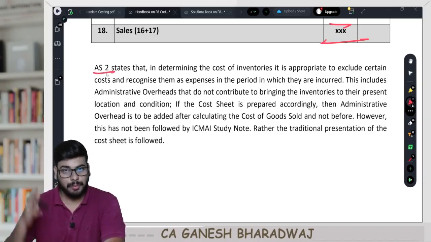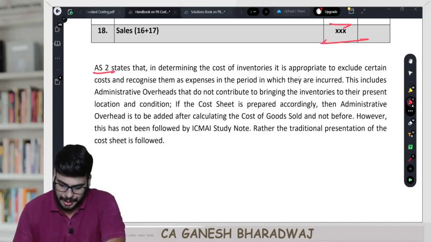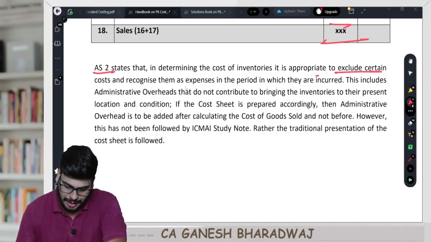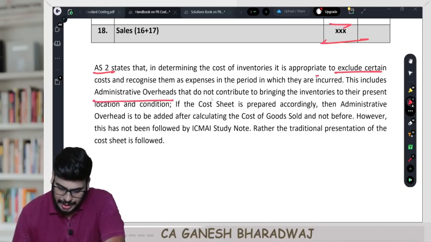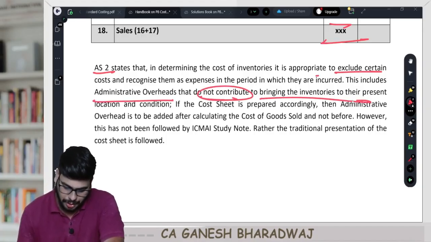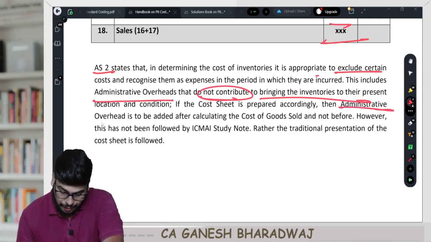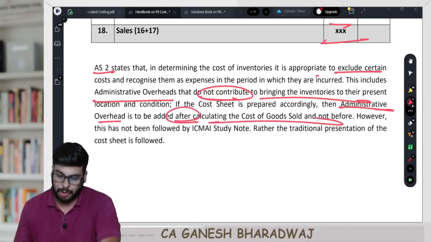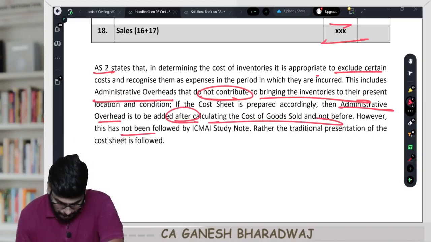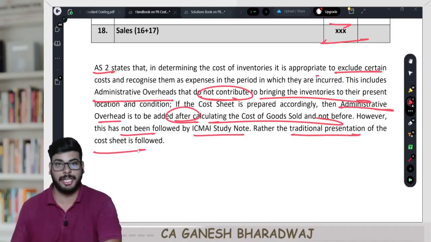Okay, AS2 is not CAS, accounting standard 2, states that in determining the cost of inventories, it is appropriate to exclude certain costs and recognize them as expense in the period in which they are incurred. This includes AOH that do not contribute to bringing the inventories to the present location condition. If the cost sheet is prepared accordingly, the administrative overheads is to be added after calculating the cost of goods sold, not before. However, this has not been followed by ICMA study note. Rather, the traditional presentation of cost sheet has been followed.